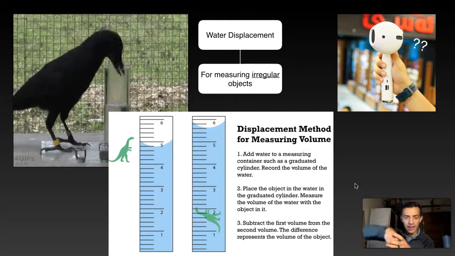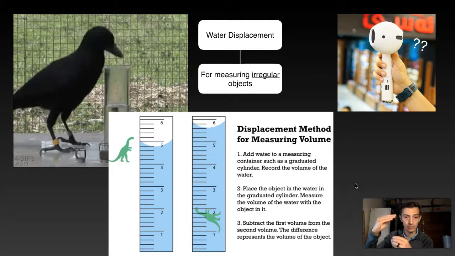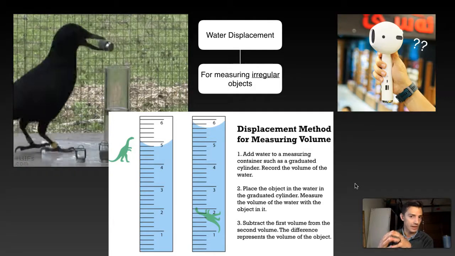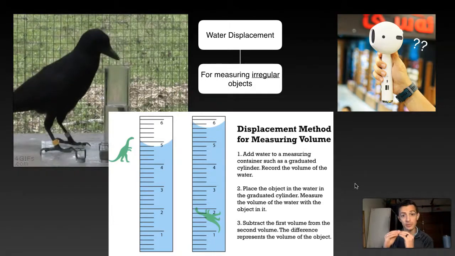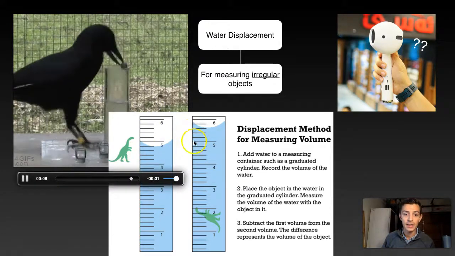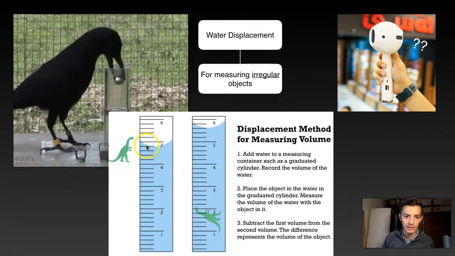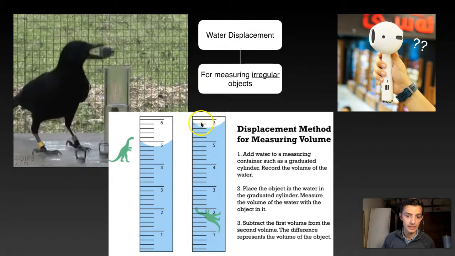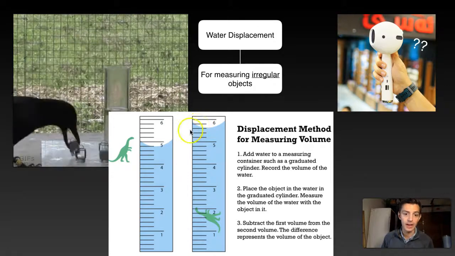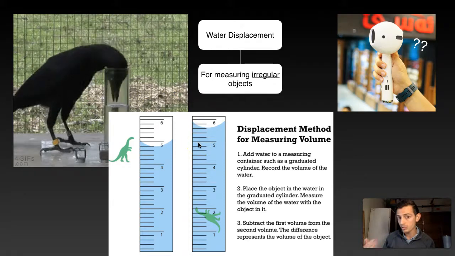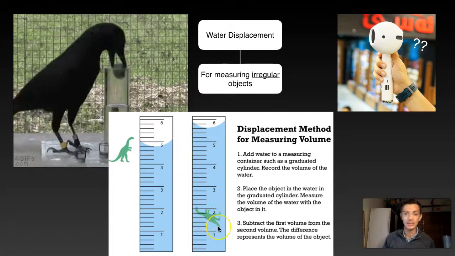So if I put that in there, the water is going to go up naturally because that object is taking up space. And the water can't take up the same space that the object takes up, so it gets pushed up. As I put that object in, that water gets pushed up, and I can measure the difference between before I put the object in and after I put the object in. This is pretty simple, right? The logic makes sense, and the difference between the two is how much volume that object has in milliliters.